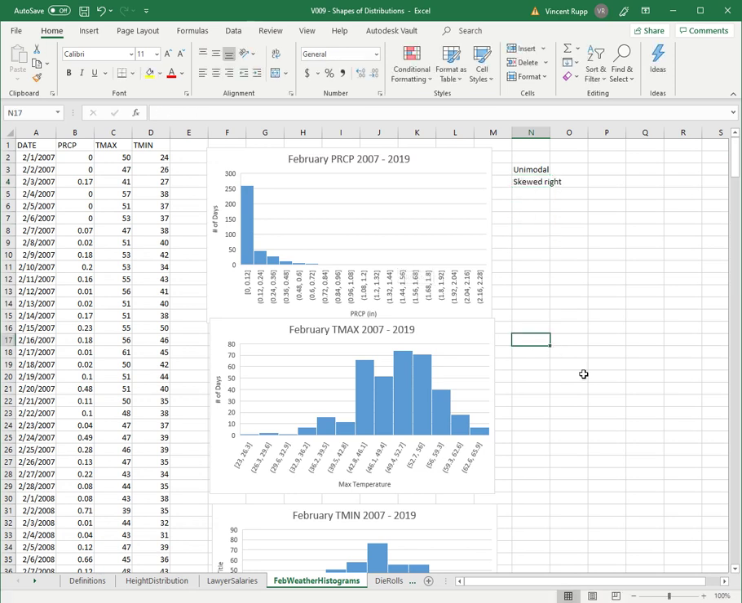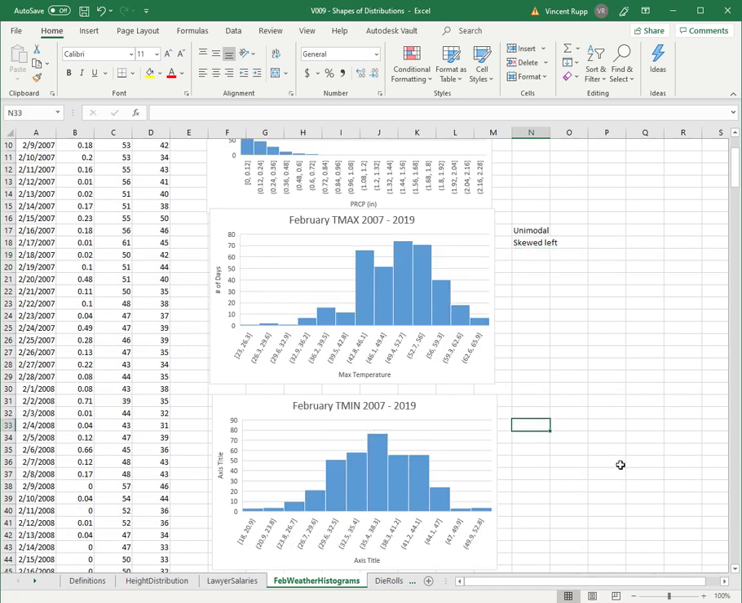Our temperature maximum data is unimodal because there's one well-defined peak. You think, oh, well, it goes a little down here, but if you're climbing a mountain and you go down a little bit, you're still on the mountain. It doesn't matter if you go up a little bit after that. So I'd still describe this one as unimodal. Is it skewed right or left? Well, you have a little bit of a tail on the right, but you have a bigger tail on the left. So I'd say this is skewed left.